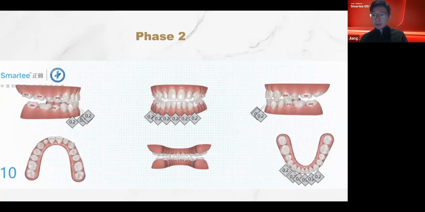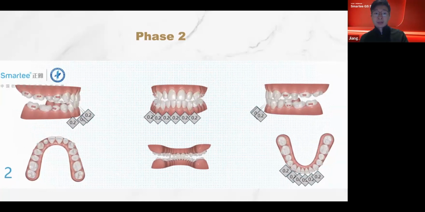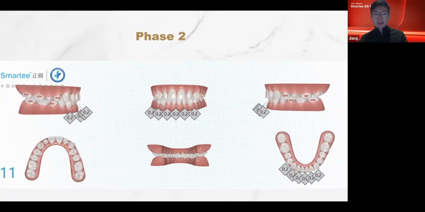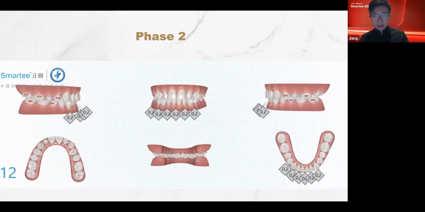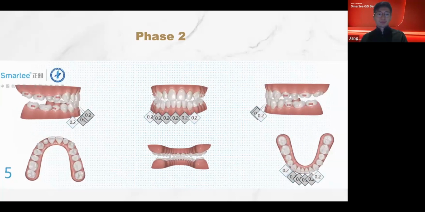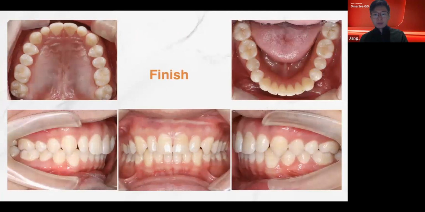Because we have a new position of the mandible, and the deep curve of Spee is fully exposed to us, and there is no biting force in the molar areas. So actually we can do incisor intrusions and molar extrusions at the same time. About 3 months later, the intercuspation is nearly built and finished. We can see a perfect class 1 molar relationship, and the overbite and the overjet are corrected.